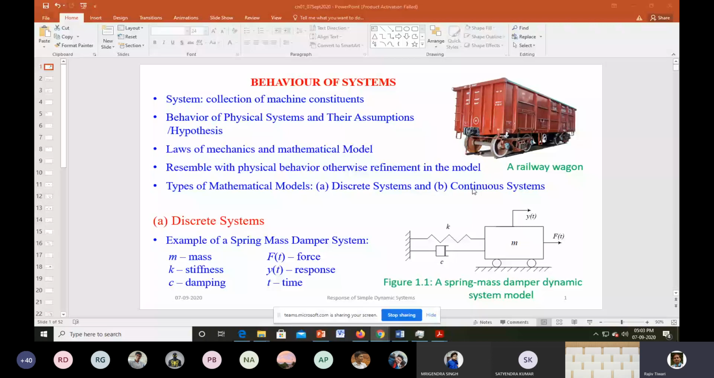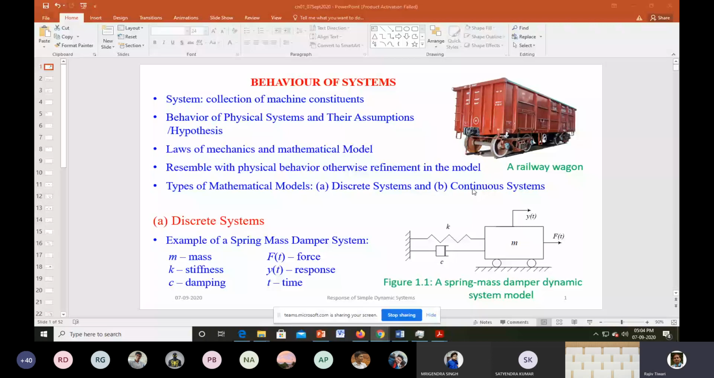So first thing is the system. When we are talking about system for this particular course, we talk about the dynamic system. Dynamic system means in which we have forces which are dynamic in nature, that is, they are time dependent. And in a system there can be several components which will be connected together and they will act as a whole when a particular force is applied in that particular system.